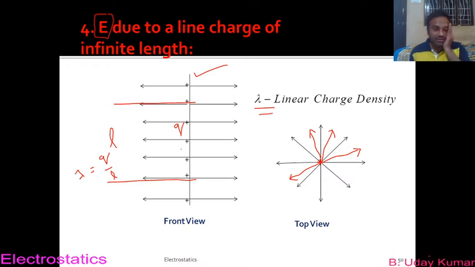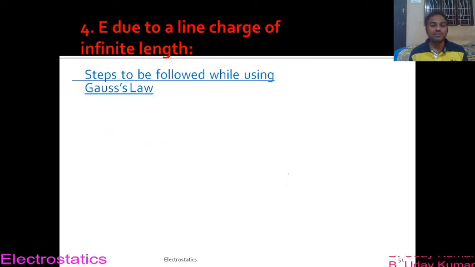So to find the electric field intensity by using Gauss law, these are the basic things you need to understand: the direction of electric field intensity for this linear charge distribution or line charge, and similarly how we can write the linear charge density of this line charge. Okay, now let us move on to our next slide. Now let us move on to the derivation part.